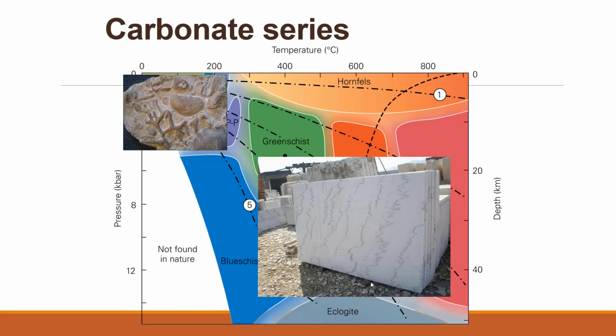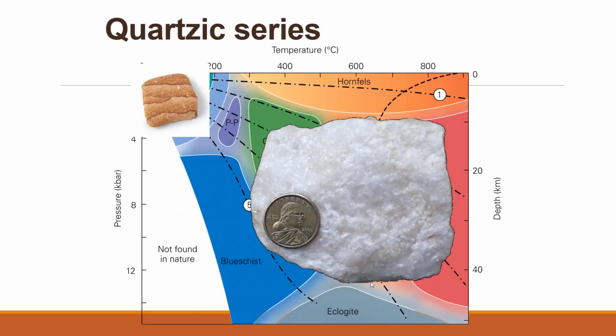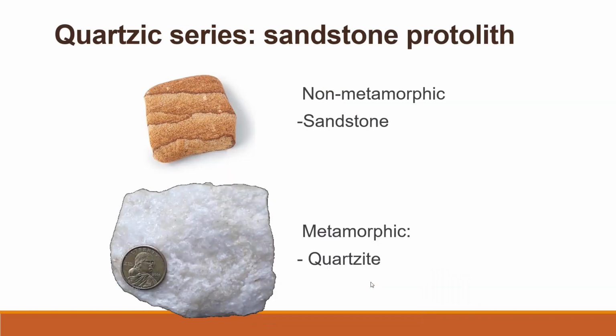If we go through our carbonate series, we start off with limestone, we will make marble. It doesn't really matter where you do it, it's always going to be marble. So you start off with non-metamorphic limestone, and you will have marble. Quartzite series, we start off with sandstone, we get quartzite. Doesn't matter where you're at, your metamorphic rock is going to be quartzite.